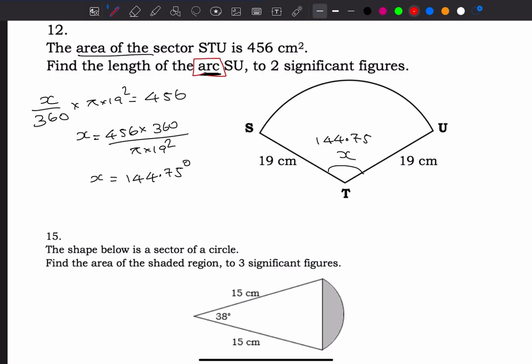Okay. So what's the arc length? It is 144.75 over 360 times 2 pi times r, 19. So that will give you the arc length, which will give you 48.0. So 48 centimeters is your arc length.